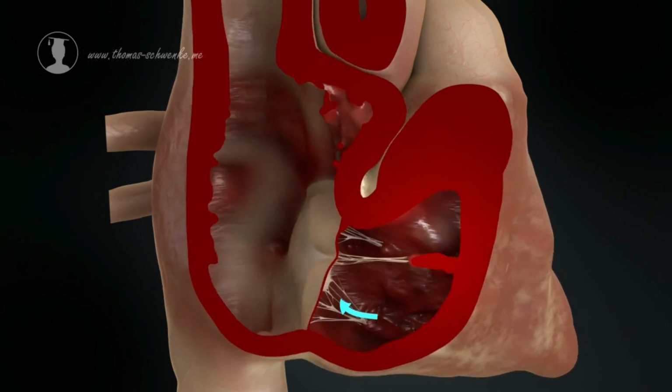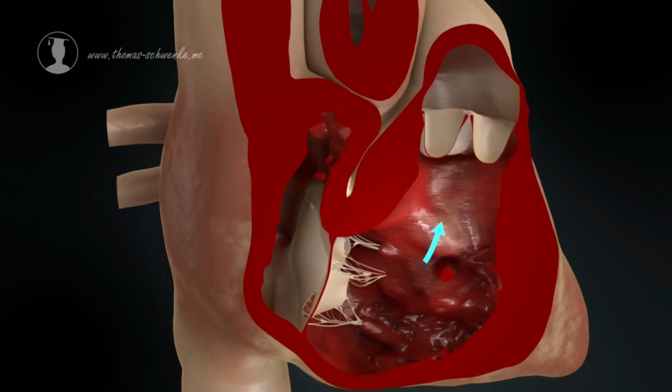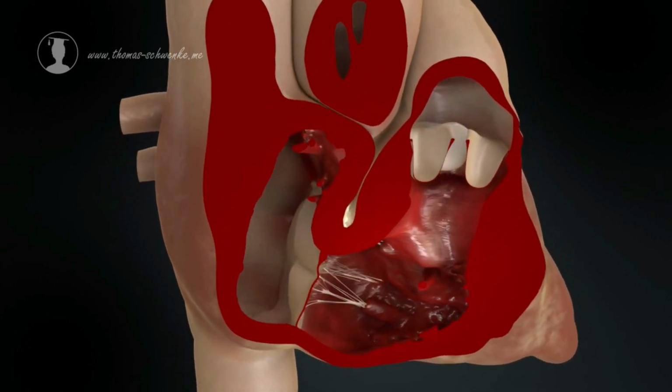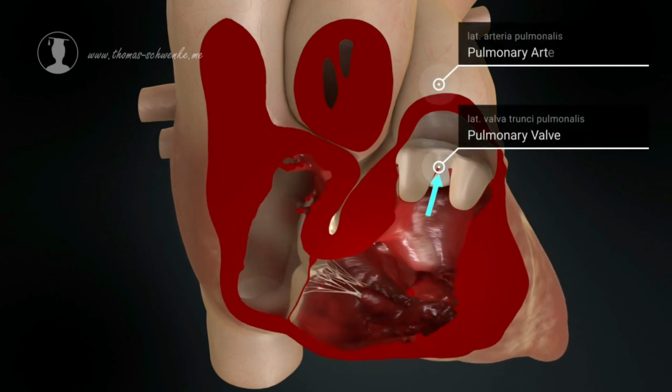The contraction of the right ventricular muscles causes the pulmonary valve to open. This ultimately transports the blood to the lungs via the pulmonary artery.